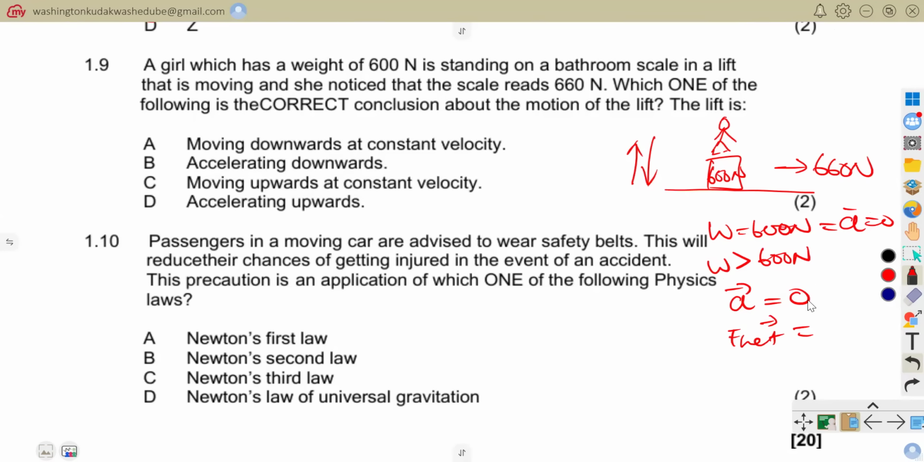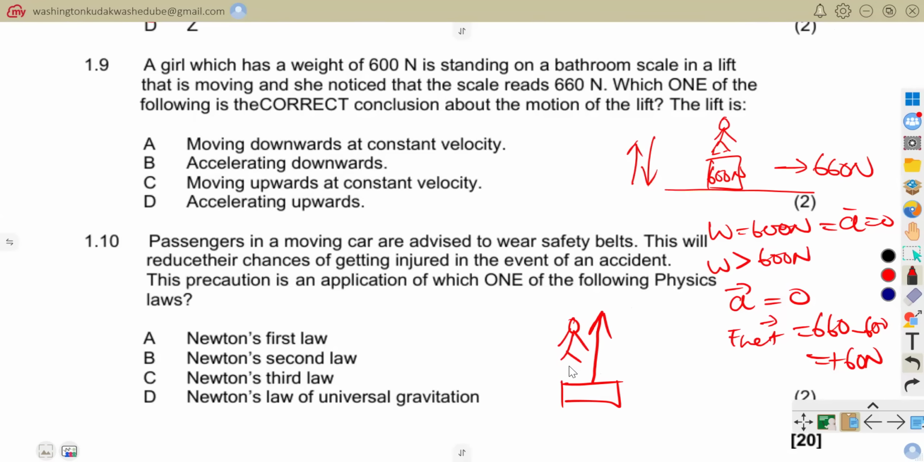And that net force is equal to the difference of what? Of 600 and the new recorded scale reading. Now you can see that it is 660 minus 600, which gives you a positive 60 newtons. So that positive should tell you that the lift is accelerating upwards. Why? Because this tends to oppose the weight of the girl.